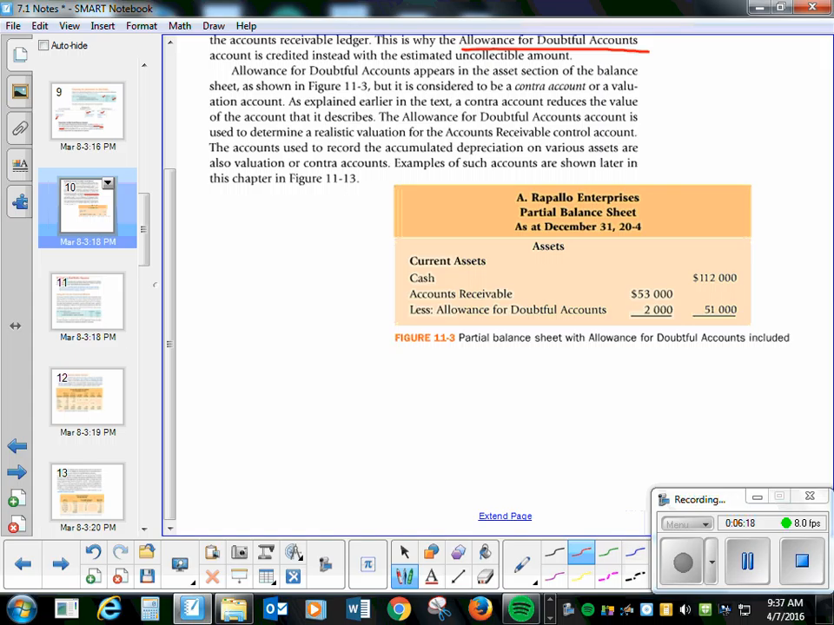So I'll just bring that up there so you can see it a bit better. You see the accounts receivable, and then you see the subtraction of the doubtful accounts to be the total of 51,000.